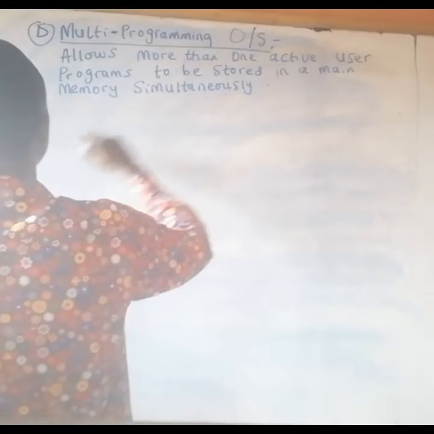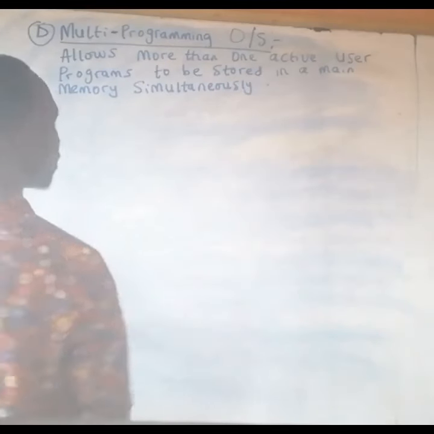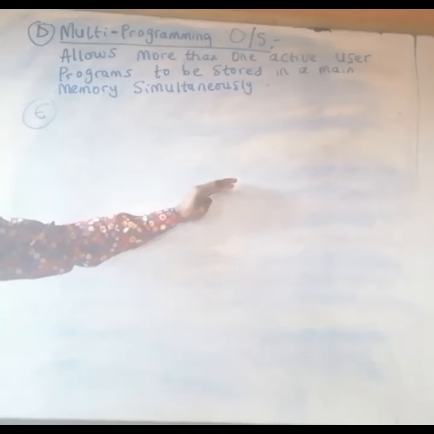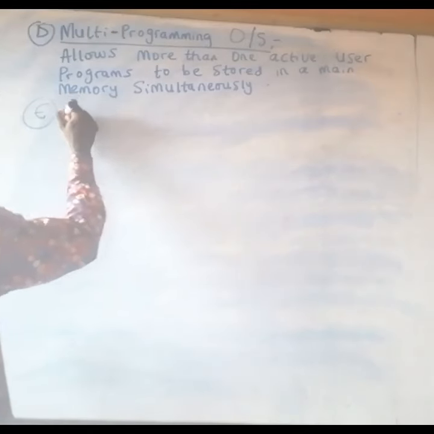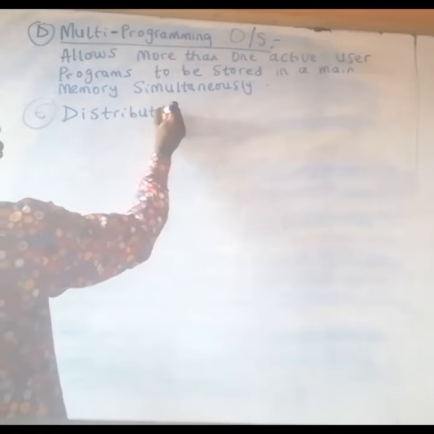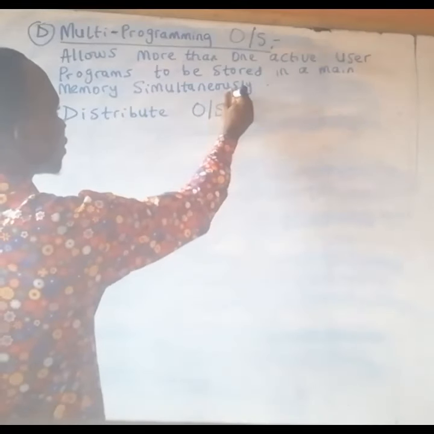Alright? And that's the aspect of the multi-programming operating system. Now, the fifth includes the distributed operating system.